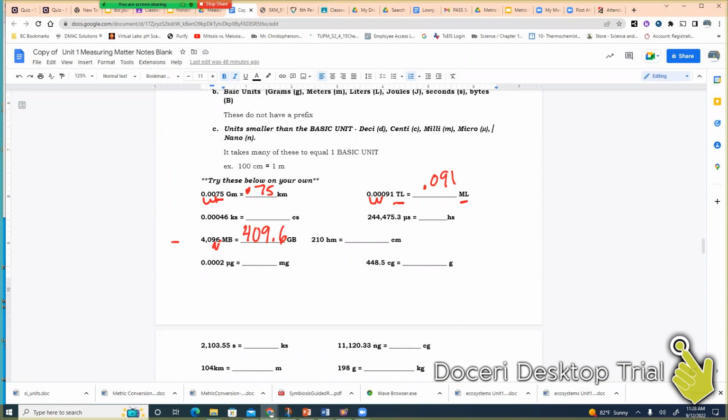Do y'all remember doing this in junior high? Yes, no? All right, why don't y'all give a couple a try? This one. This little funny looking U is a micro. When you're looking for the prefix, it's micro. It's on the small side. So see if you can go micro to milligrams. Hectometer to centimeter and centimeter to grams.